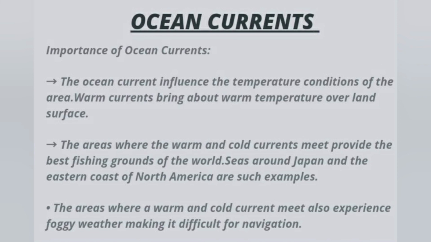Now we will discuss the importance of ocean currents. The ocean currents influence the temperature conditions of an area. Warm currents bring about warm temperatures over the land surface. The area where the warm and cold currents meet provides the best fishing grounds. The sea around Japan and the eastern coast of North America are such examples, which are the best fishing grounds of the world.